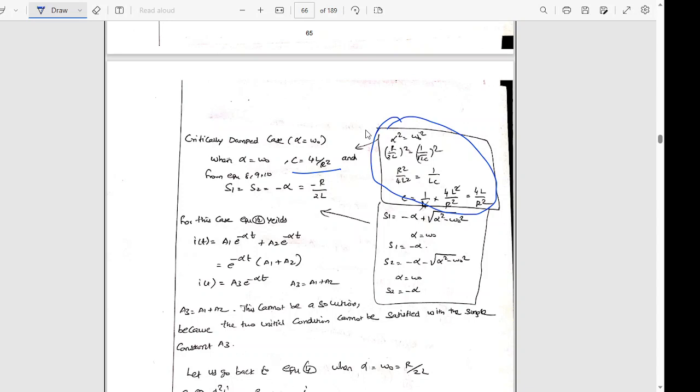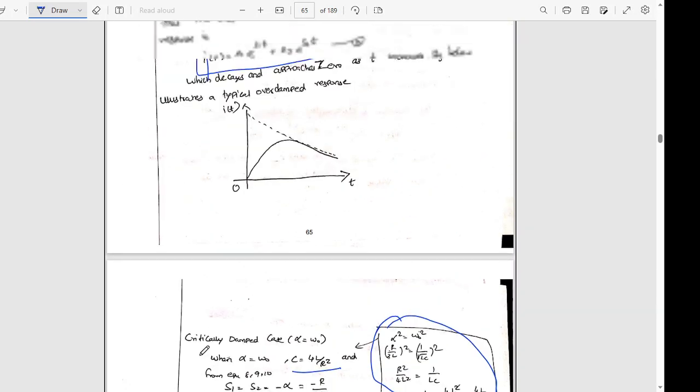Okay. So S1 will be equal to S2 will be equal to minus alpha. Here the roots are equal. So S1 equal to S2 equal to minus alpha, which is equal to minus R by 2L. So if I'm considering this, I have i equal to A1 e power minus alpha t plus A2 e power minus alpha t, because the roots are equal.